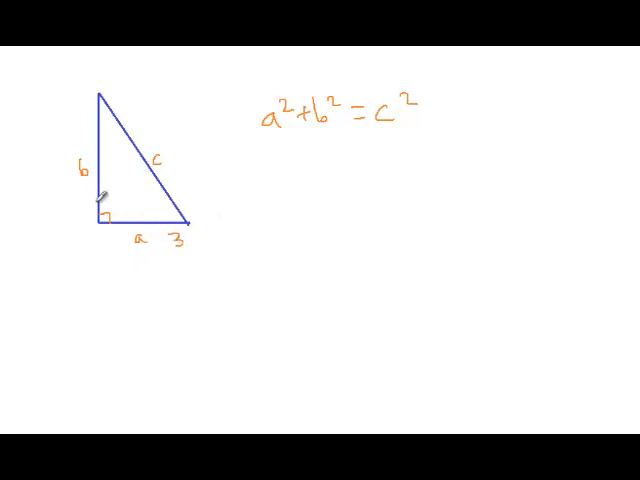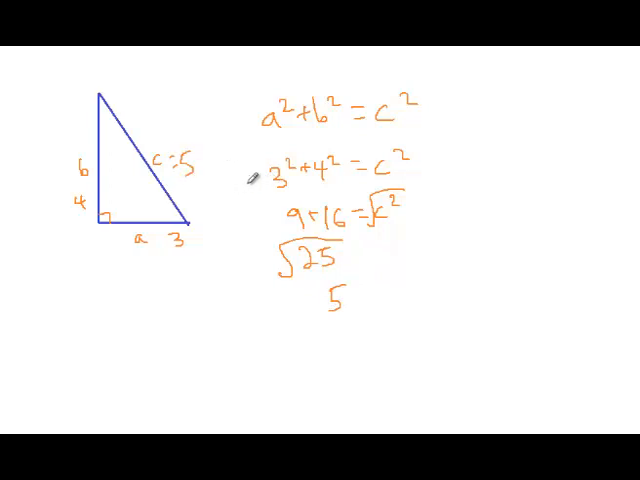So for example, let's say for argument's sake A is 3 and B is 4, and we don't know what C is. Well, we could simply say 3 squared plus 4 squared equals C squared. And then we would solve this like any other equation. 3 squared is 9 plus 4 squared is 16 equals C squared. And to get C, you would take the square root of each side to isolate C. 9 plus 16 is 25. So you would take the square root of each side, and your answer would be 5. So C would be 5.